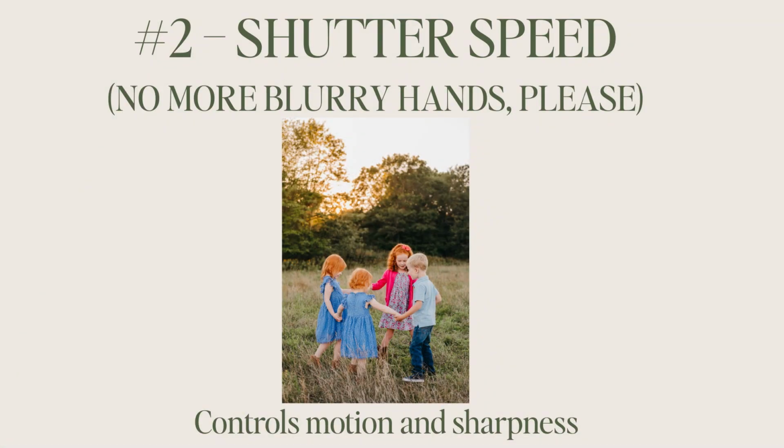Shutter speed controls motion and sharpness. If we have a faster shutter speed, that's going to allow for more motion to be going on. If there's more motion, we need a faster shutter speed to keep up with that. If there's not, and maybe it's more of a still shot, our shutter speed could be lower.